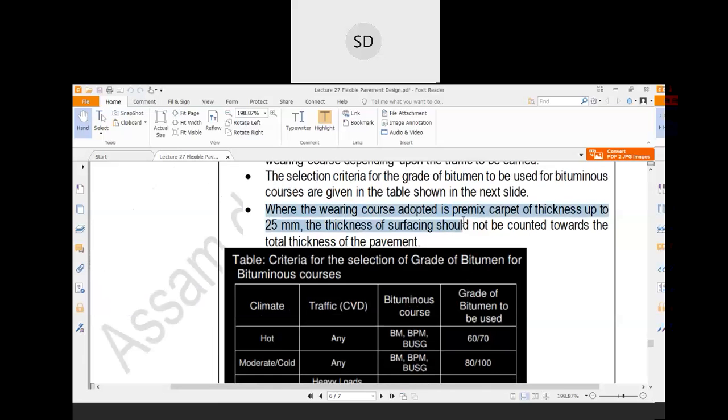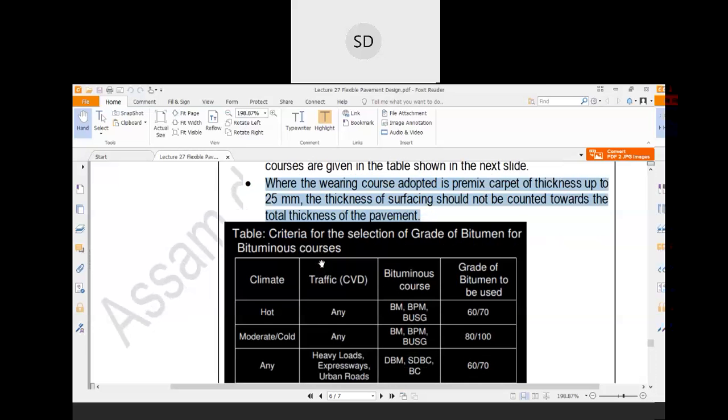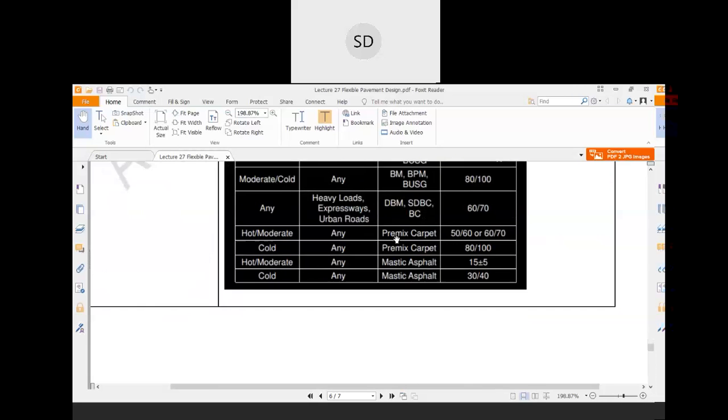Now, where the wearing course adopted is premix carpet of thickness of up to 25 mm, the thickness of surfacing should not be counted towards the total thickness of the pavement. Over the wearing course, there may sometimes be some surfacing course or some seal coat or some prime coat. That coating portion should not be counted in the total thickness of the pavement because that portion does not contribute to the structural strength of the pavement.